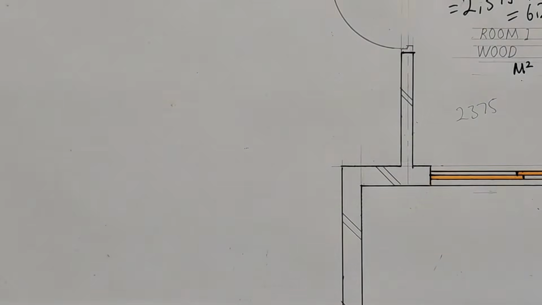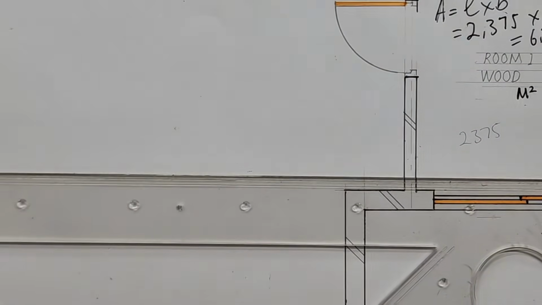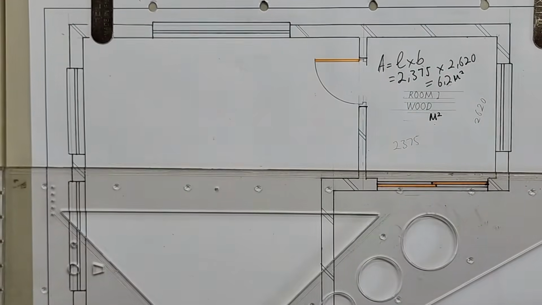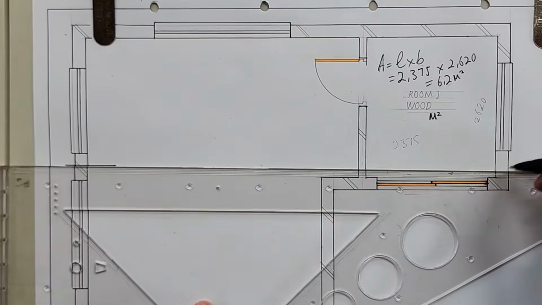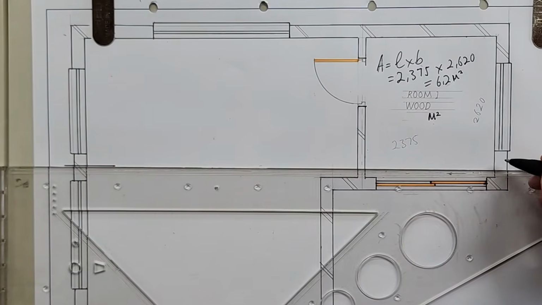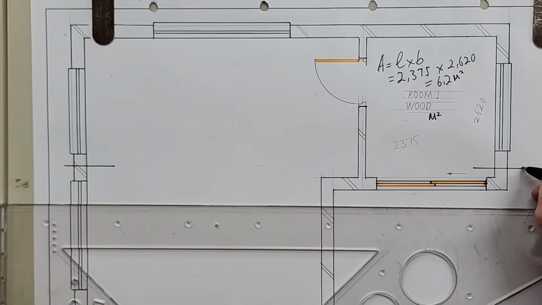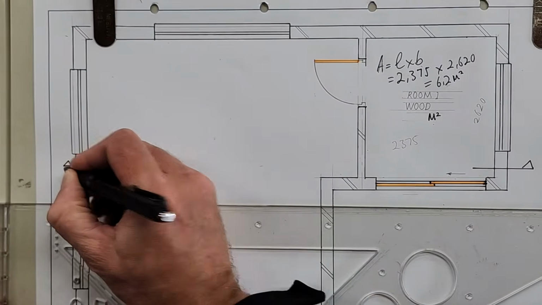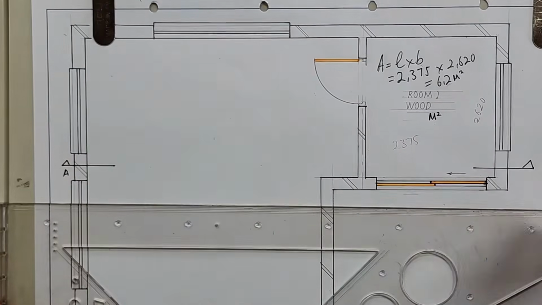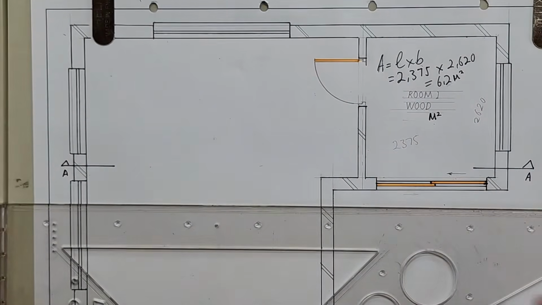The last thing here that's important is that cutting plane. So we'll zoom out. It goes right here. That's where they give it to us. Here is a triangle on this end and a triangle on this end. And then A.